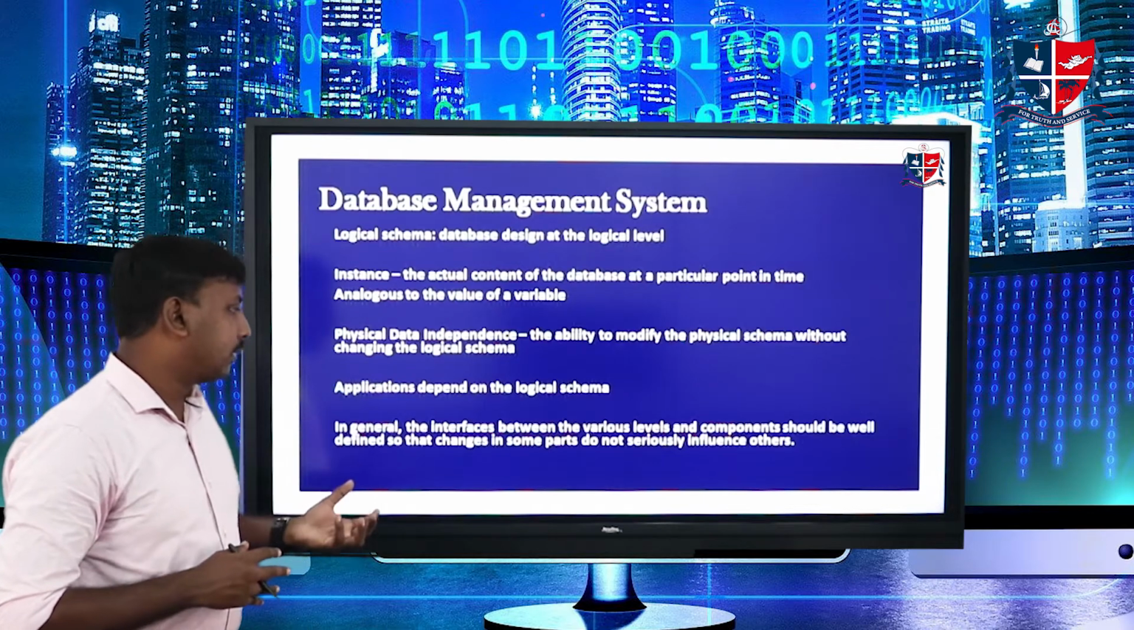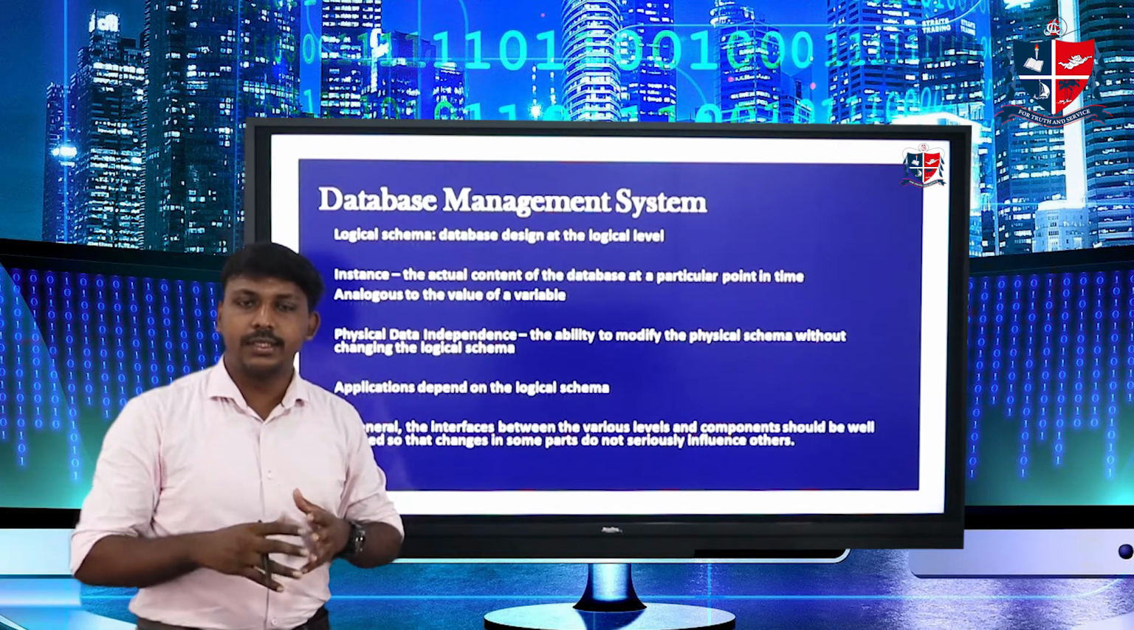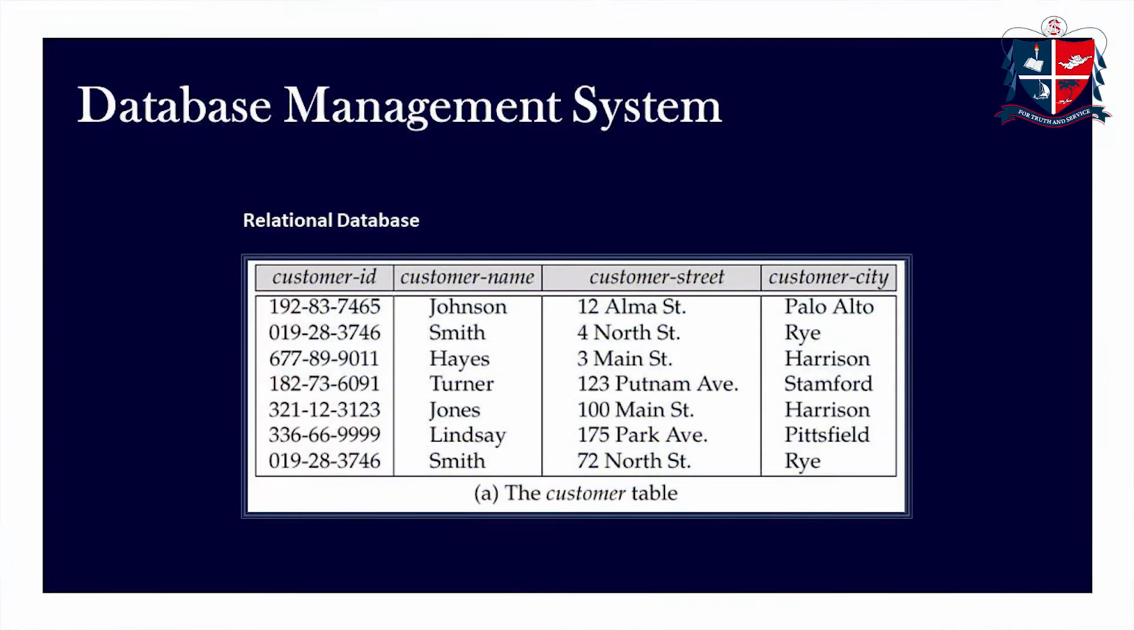Then coming to it in general, the interfaces between the various levels are completely separated, so we can change any of the schemas at any time. And this is an example of a relational database. Here you can see customer ID, customer name, customer street, and customer city. We have almost 7 rows of data. Here we are considering each column as an attribute. Customer ID is an attribute name, customer name is an attribute name, customer street, everything is an attribute name.